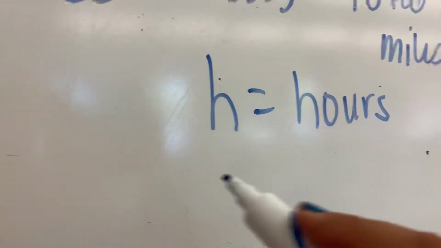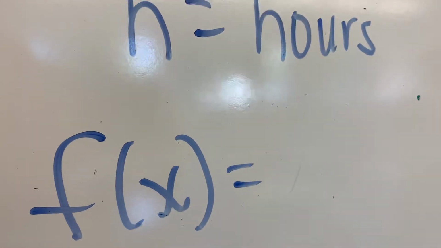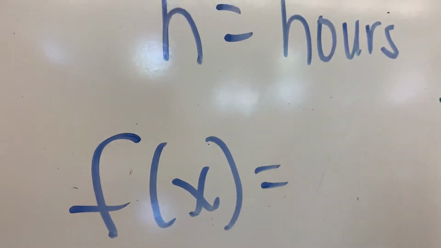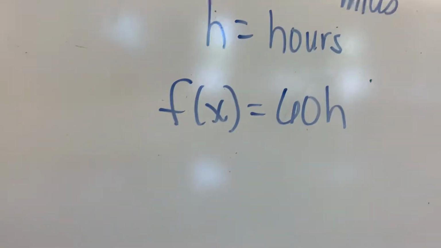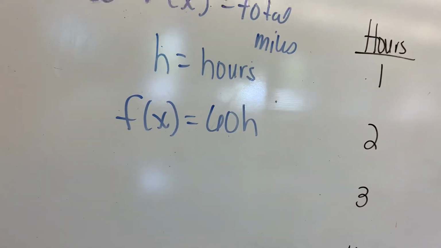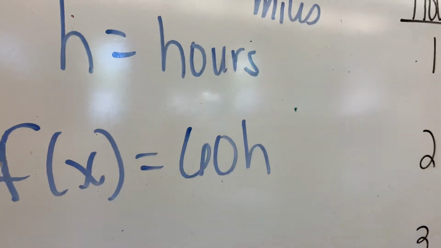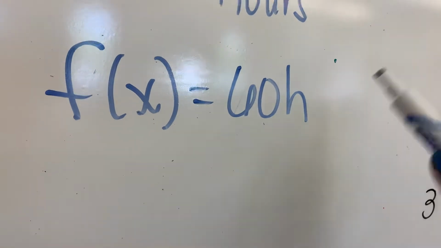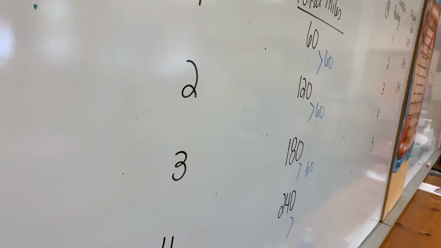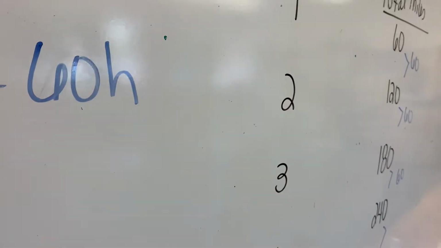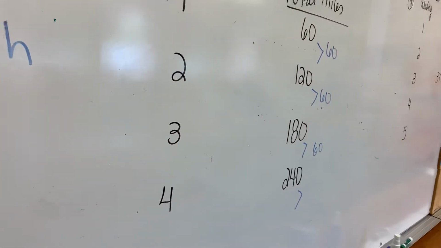So when I write my function rule, we would have f of x equals my total hours times what? 60 times h. Done. There's your function rule. So no matter what number you plug in for your total hours, you should get your total miles. So try it out. Plug 2 in for h. What's 60 times 2? 120. Plug 3 in. What's 60 times 3? 180. It'll work for every single one of those.